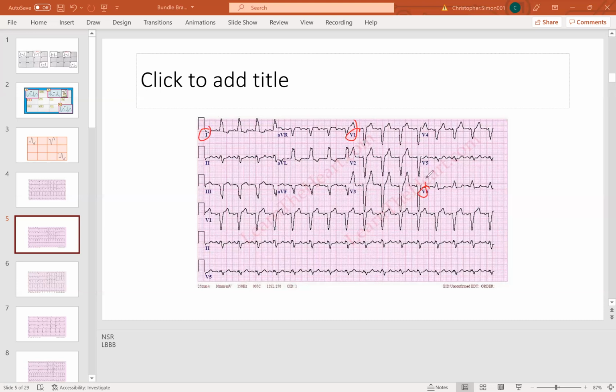All right. So if you look at V1, you'll notice we have a negative deflection. Lead 1, we have an R wave only. V6, we have an R wave only. V1 negative deflection. So V1 goes down and then lead 1, V6 are present with Rs only. That meets the criteria for a left bundle branch block.